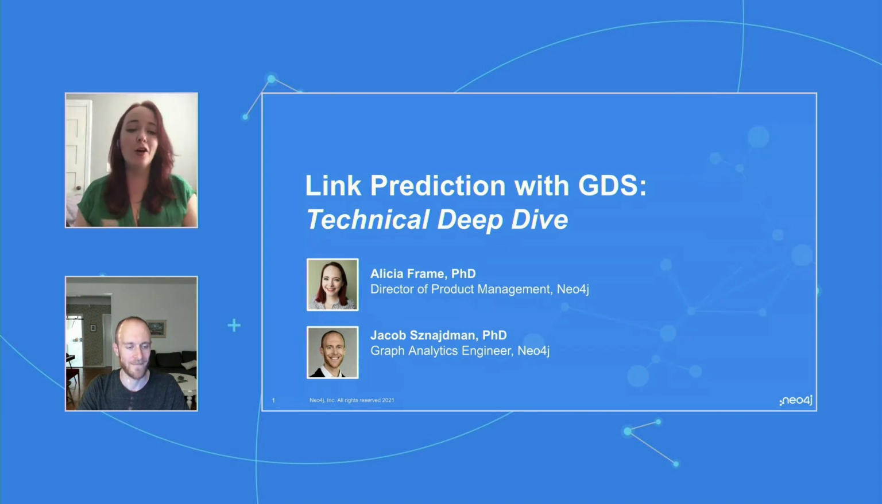So this talk is all about how to do link prediction in Neo4j. So how to train a link prediction model, what can go wrong, what you should be thinking about, the ins and outs of what I think is a really cool application of graph. I'm going to be covering the slides and Jakob is going to be doing a live demo to show us how it's really done.